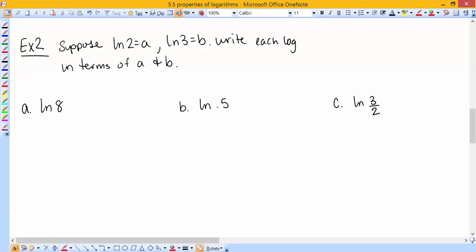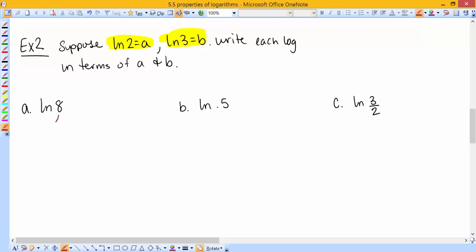Now, example 2 is always a struggle. You are told the natural log of 2 is going to equal A, and the natural log of 3 is going to equal B. And it says we want to write each of these logs in terms of A and B. So I want to get rid of the natural log, but I can't e because this is just an expression. It's not an equation. So I can't e one side and not the other. There is no sides here.